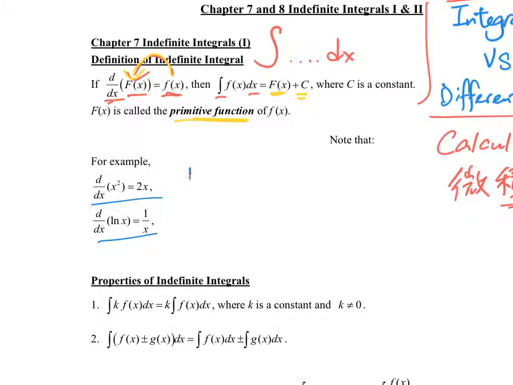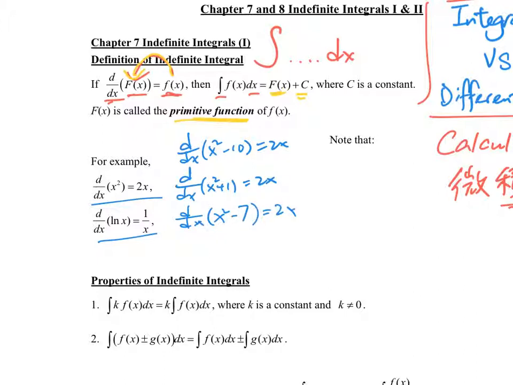Yet you will also see that if you are differentiating x squared plus 1, because differentiating 1 is 0, it is equal to 2x. Or if you are differentiating x squared minus 10, and then again differentiating minus 10 is 0, so it gives you 2x. Similarly, differentiating x squared minus 7, for example, is also 2x. And you will see 2x, 2x, 2x are the common results of the differentiation as follows.